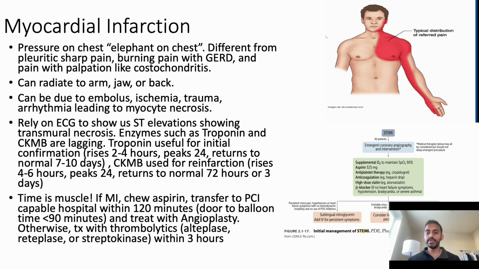If sharp pain with movement, think pleuritis from lungs. If pain with palpation of ribs, think costochondritis. The typical presentation of chest pain due to MI is pressure on the chest that feels like an elephant is sitting on it. Can radiate to the arm, jaw, or back.